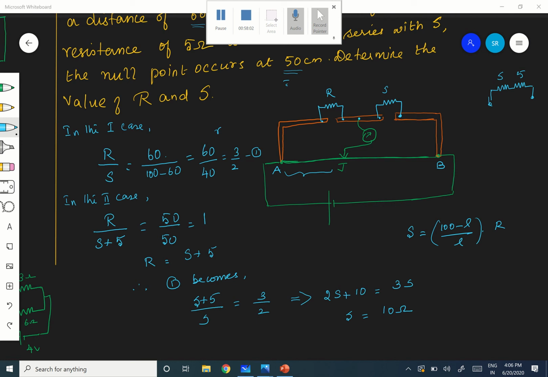Therefore, what is your R? R is equal to S plus 5. That is nothing but 15 ohm. Nothing but 15. Clear? Right, next problem.